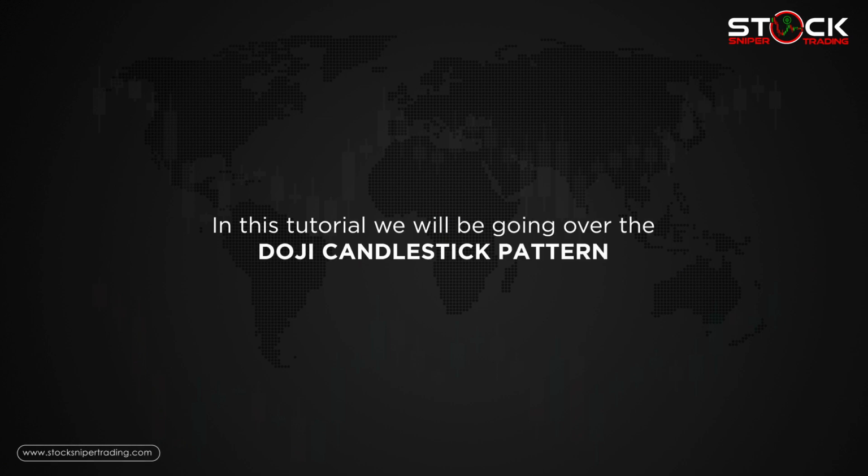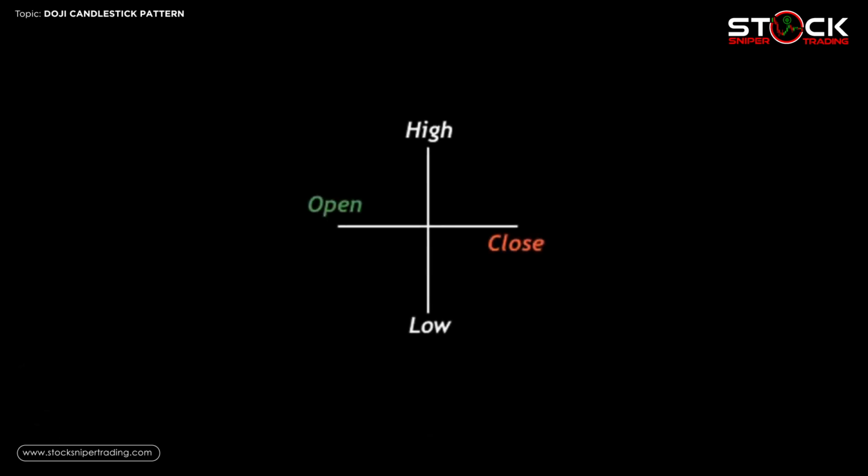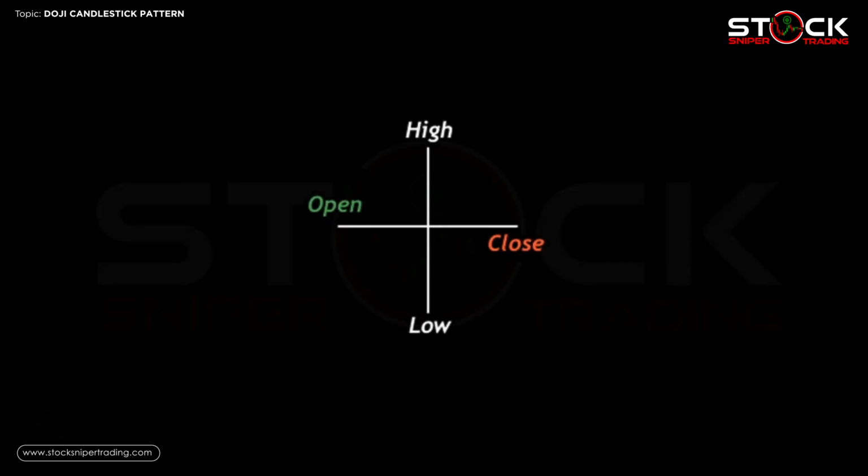Welcome to Stocksnipertrading. In today's tutorial, we will be going over the Doji Candlestick. A Doji Candlestick forms when a security's open and close are virtually equal for the given time period and generally signals a reversal pattern for technical analysts. In Japanese, doji means a mistake, referring to the rarity of having the open and close price exactly the same.